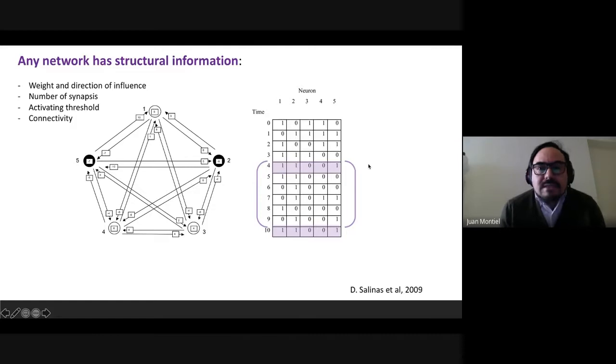I use this kind of network because every network has structural information that is coded in the weight and direction of influence, in the number of synapses, in the thresholds, and also in the structure of the connectivity. So this very simple network allows us to introduce to the students even the dynamics of cognition, and we can discuss different aspects of neuroscience.